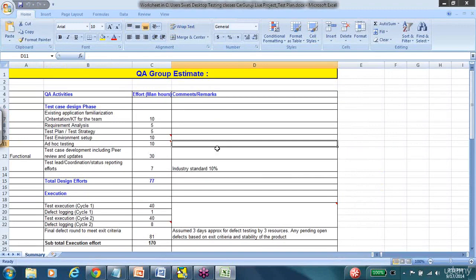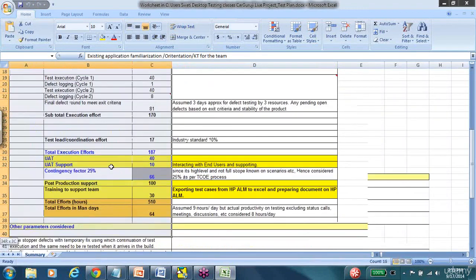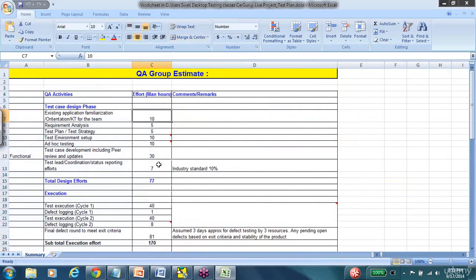So effort estimation lists out every single activity that will happen in the QA phase and assigns a certain number of man hours. So here you see we are not planning in days, we are planning in man hours. The first activity that we are writing here is the existing application familiarization, orientation, KT for the team, which is 10 man hours.